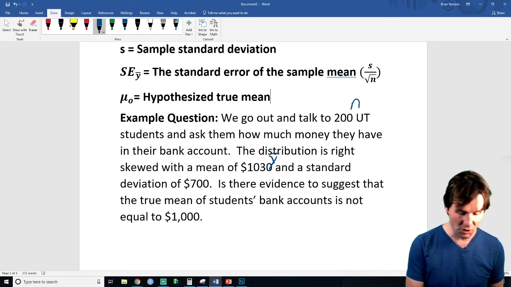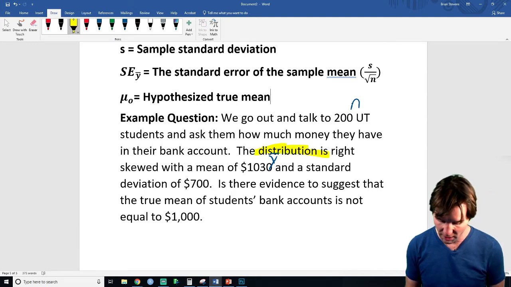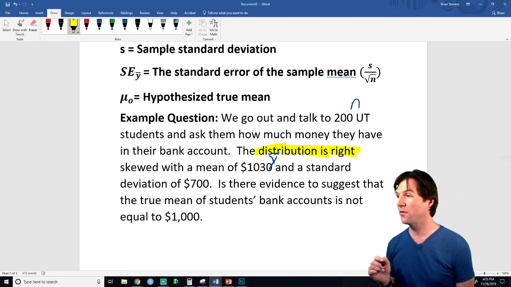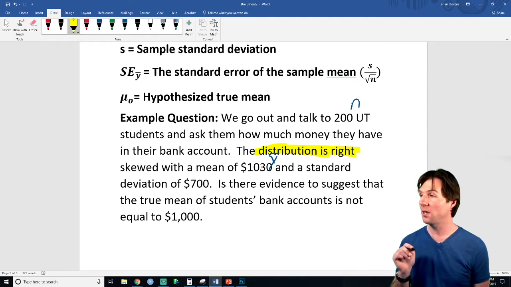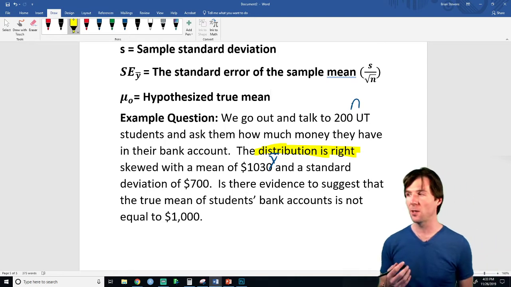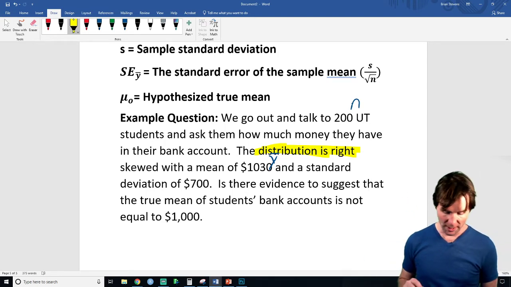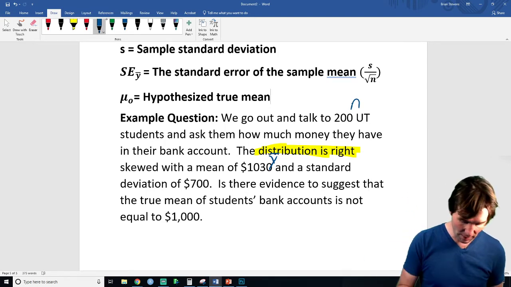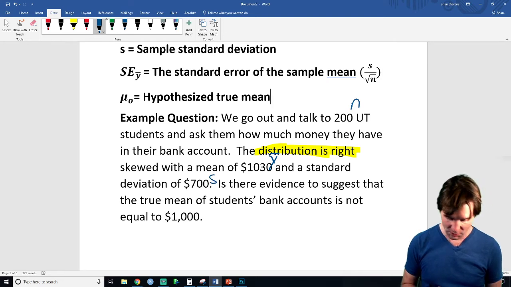I also mentioned that the distribution is right skewed. That'll come into play. And I hope you can see there's a bar above that y. That is y bar. It's not just y. Y would be an observation, but y bar is the mean for the y variable. So anytime you put a bar above it, x bar is mean of variable x, y bar is mean of variable y. You could do t bar, mean of variable named t.